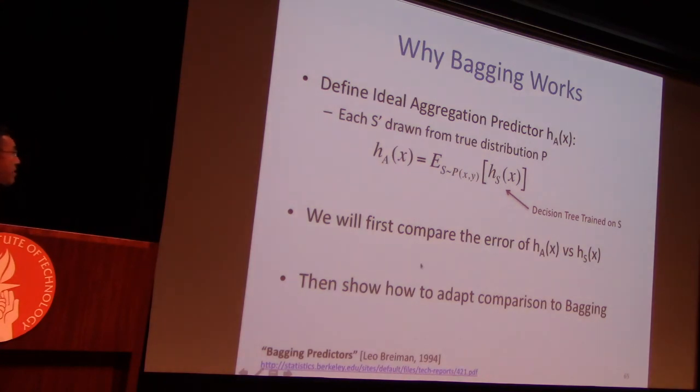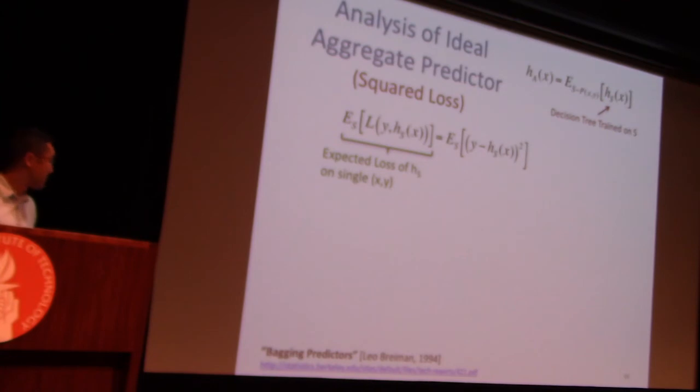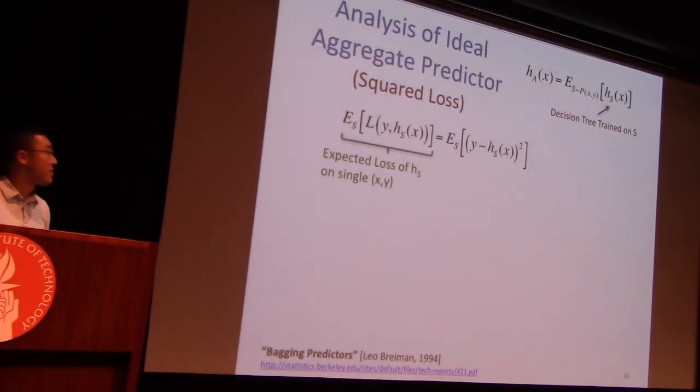So first, let's compare the error of the ideal aggregate predictor versus a single model in a single class. And then we'll show how to adapt this thought process to bagging. And so here's an analysis of the ideal predictor for squared loss. Again, we're going to use squared loss because the bias-variance trade-off has a really nice decomposition. I suppose it's not trivial since you have to derive it for your homework. So this is the expected loss of a single example.